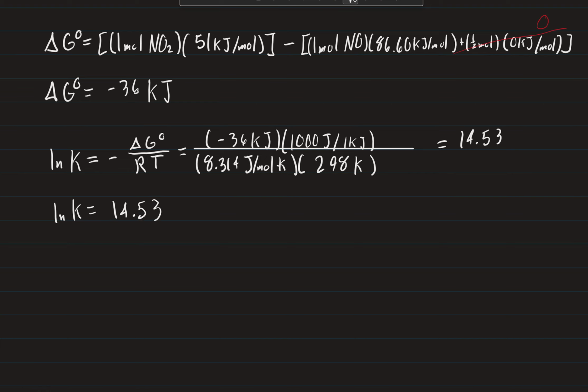To get rid of the natural log, we take e to the power of that, so that cancels out the natural log and we get K to itself. So K is equal to e to the 14.53 power. Finally, we can say K is equal to 2 times 10 to the 6th power. There you go.